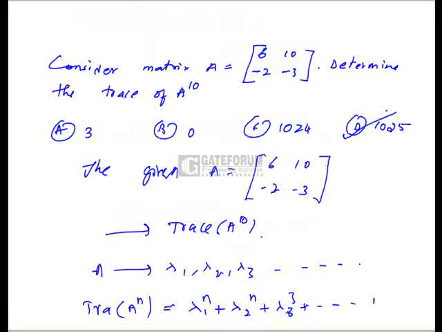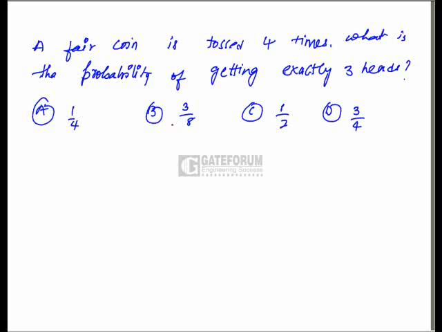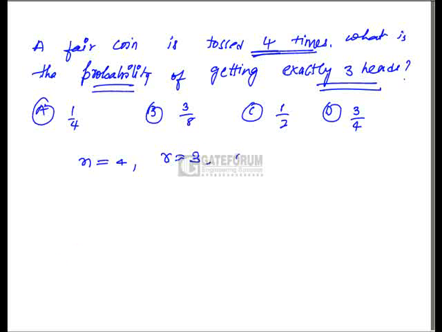Option D. It is given that a coin is tossed 4 times. We have to find the probability of getting exactly 3 heads. We'll solve this problem using binomial distribution. Here the total number of times a coin is tossed, that is n, is given as 4, and the required probability is getting heads thrice, so r equals 3, and x is the probability of success. Success is getting a head, which is 1 by 2, and y is the probability of failure, which is again 1 by 2.